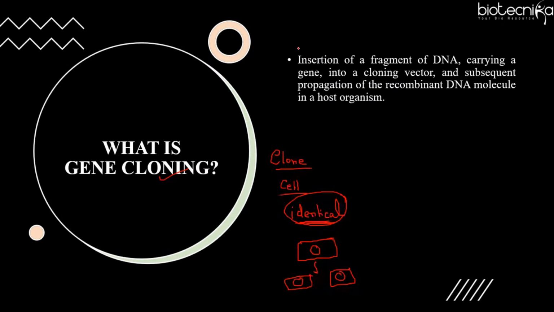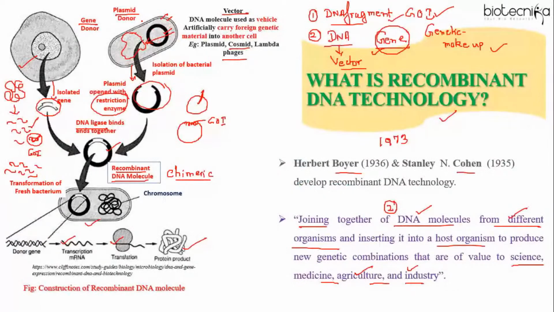So how do we define gene cloning? Gene cloning can be defined as insertion of a fragment of DNA carrying a gene into a cloning vector and subsequent propagation of the recombinant DNA molecule into a host organism. So you can say it's a process of manipulating DNA so that multiple copies of a single gene or DNA fragment can be formed. Basically, the diagram that I showed you, if you go through the entire process, it is the gene cloning that we are doing.